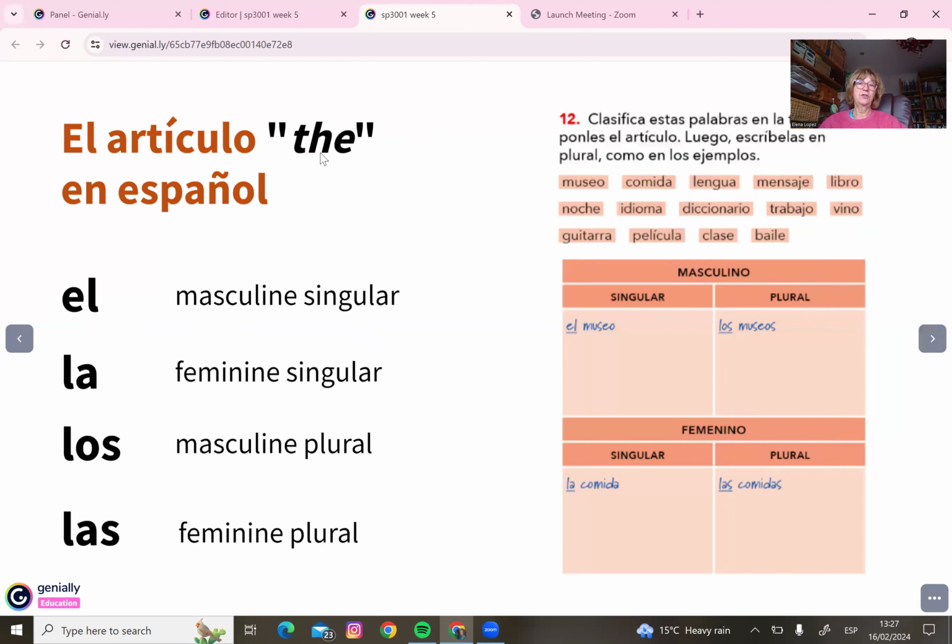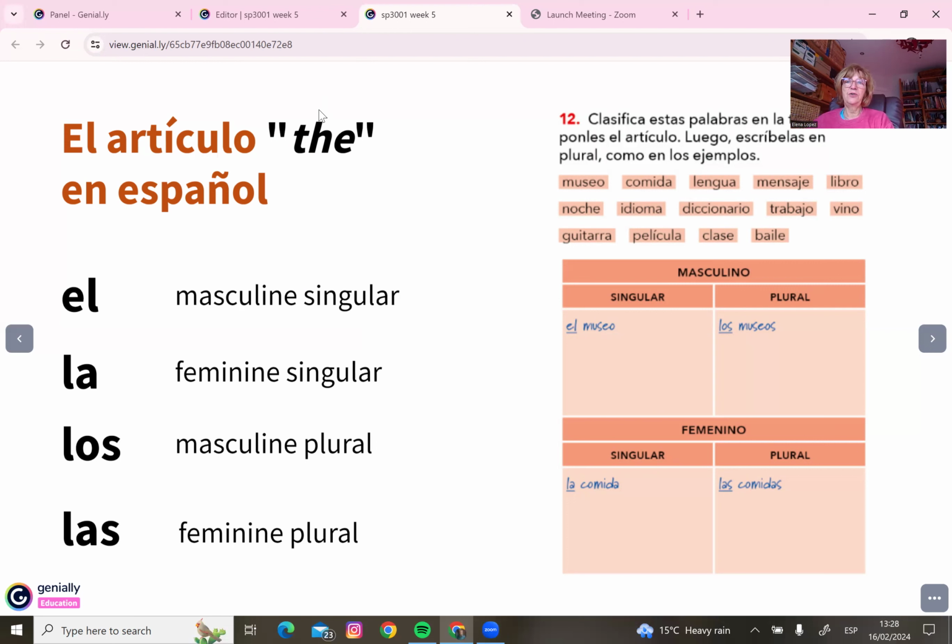So this got us to the article the. ¿Cómo se dice el artículo the en español? Tenemos masculino singular, femenino singular, masculino plural, femenino plural. El masculino singular, la femenino singular, los masculino plural, las femenino plural. So this is more difficult than in English because you only have one form regardless whether the word is feminine, masculine, singular or plural, but in Spanish it's not like that.